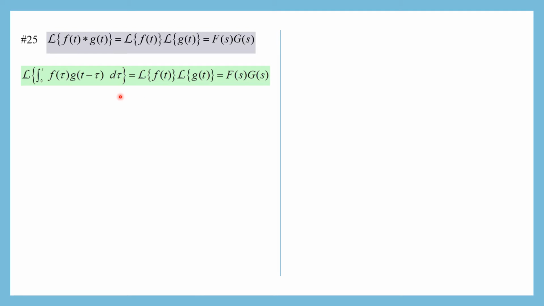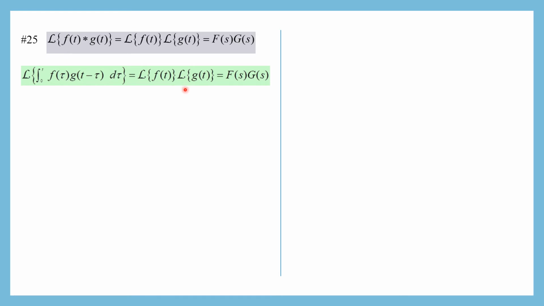So based on our previous discussion, it seems that the process of finding the Laplace transform of f of t convolved with g of t is the same as the process of finding the Laplace transform of the integral from 0 to t of f of tau g of t minus tau d tau, because these two are the same by definition of convolution. In other words, if we want to find the Laplace transform of either one of these, it is sufficient to get the Laplace transform of f of t and the Laplace transform of g of t and multiply both of them together.